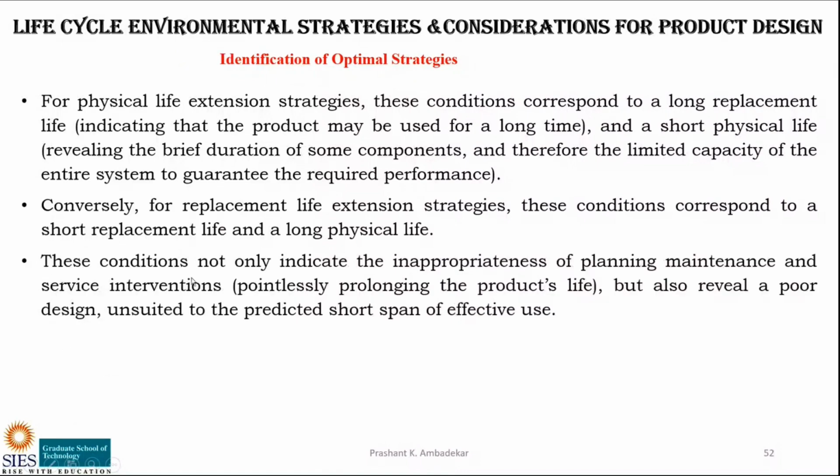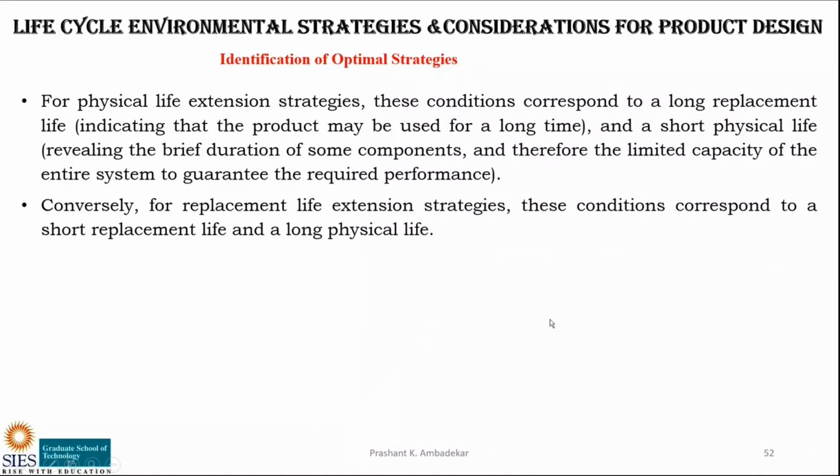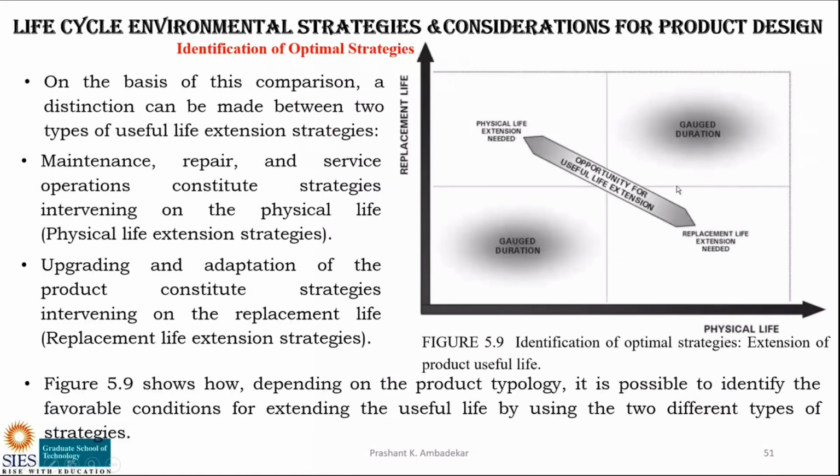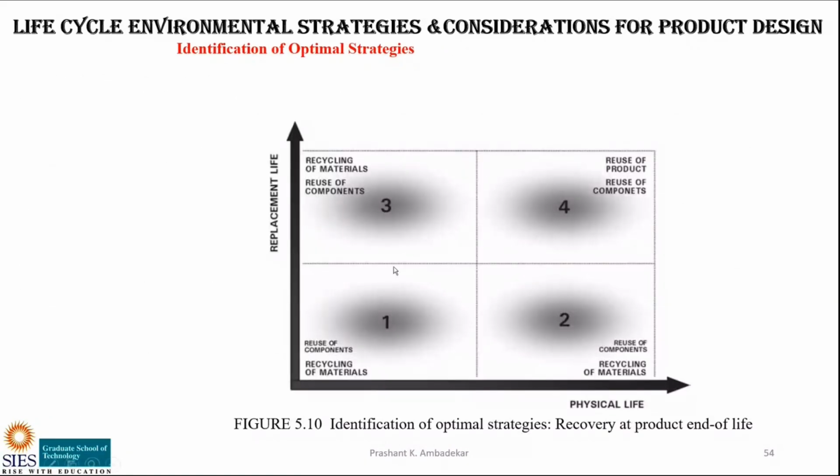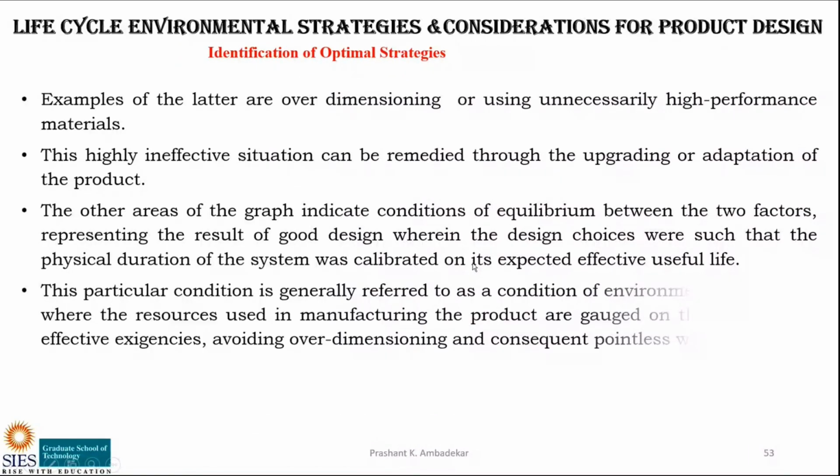So what it's saying is that these conditions not only indicate the inappropriateness of planning, maintenance and service interventions, उसका मेंटेनेंस बराबर नहीं हुआ है या फिर सर्विस प्रॉपरली नहीं हुआ है, but also reveal a poor design. So design is not correct. Design is poor, unsuited for the predicted short span of effective use. So this is the condition here, which is not correct. This has to be improved. And for improving this, we have this sketch, which will improve the strategies. So optimization of the strategies, this we'll see in the next lecture.